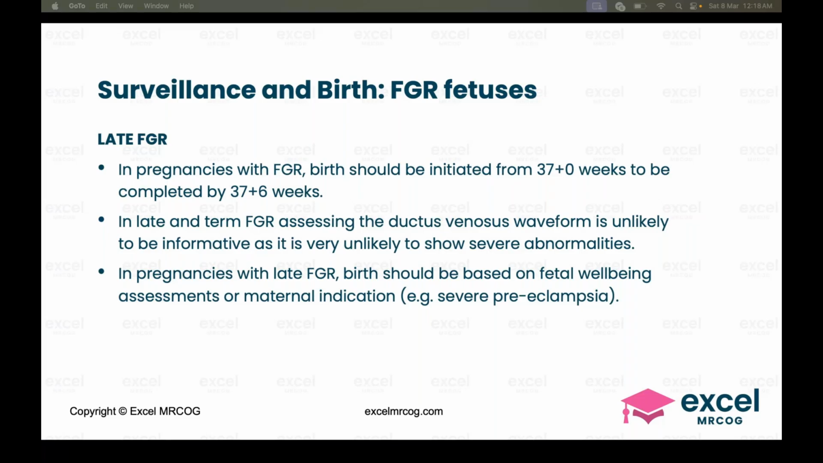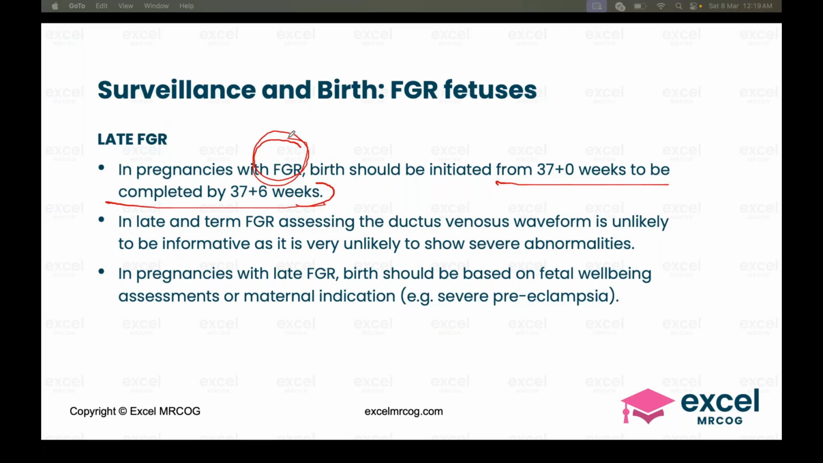Okay. Now, if it is late FGR, delivery should be initiated from 37 weeks to 37 weeks 6 days. This is for FGR. SGA you can wait till 39 weeks. FGR means EFW less than 3rd centile, or EFW less than 10th centile with umbilical artery Doppler changes, or CPR less than 5th centile. At least you deliver by 37 weeks 6 days.